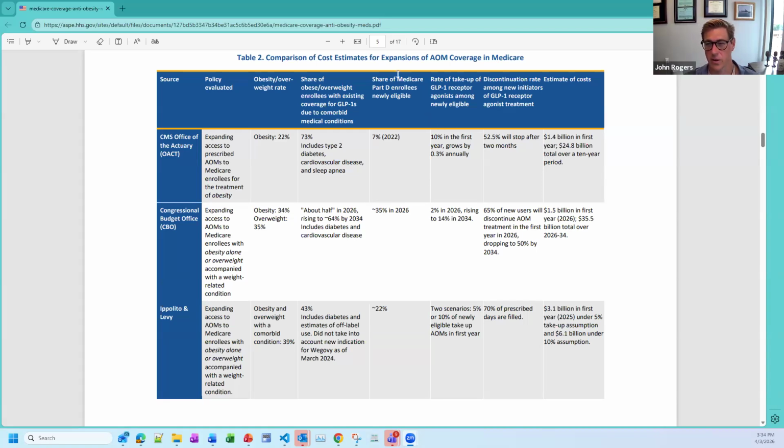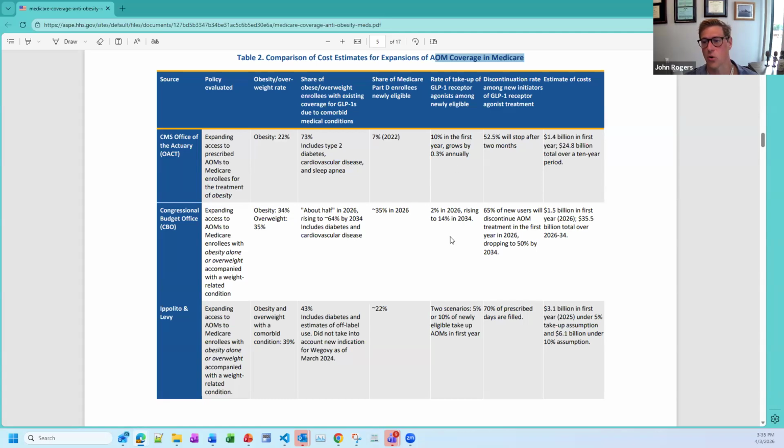And to try to demonstrate that, I'm sharing a pretty good public source for some other independent estimates of utilization rates. Now they're for the Medicare population, which I know is a different population, but it's the best I can share in terms of other projections of the uptake rate. So you can see OACT, this is the CMS actuaries. They had 10% in the first year, and then a small growth rate. The Congressional Budget Office had 2%, rising over 8 or 9 years to 14%. So we're below that one.